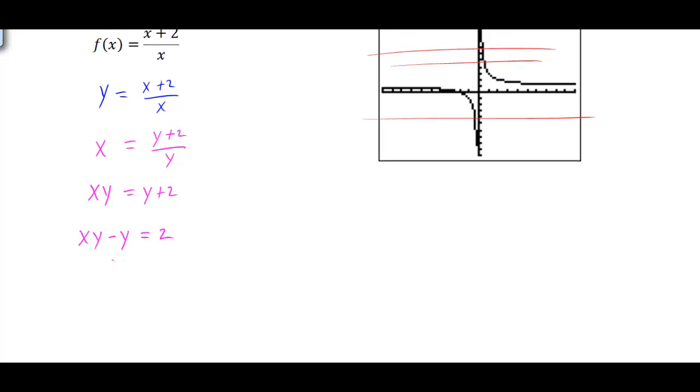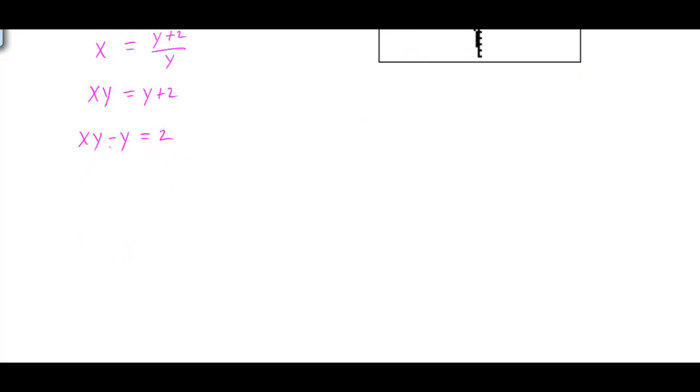Now, hopefully you can look at this a minute and figure out what you need to do. If you remember factoring, both terms have a y, so we can certainly factor a y out. And we're left with x minus 1. And that allows us to divide the x minus 1 away, so we get y equals 2 over (x minus 1). So therefore, this is the inverse function, 2 over (x minus 1).